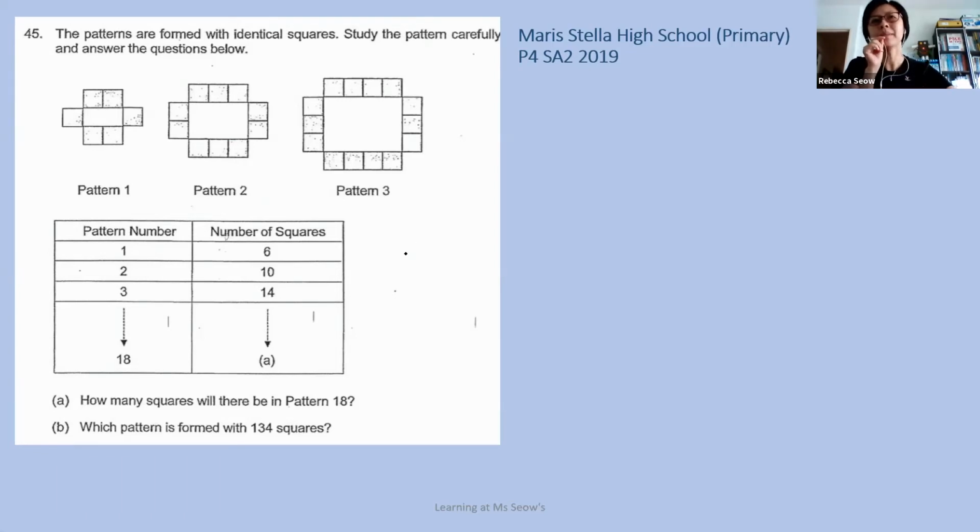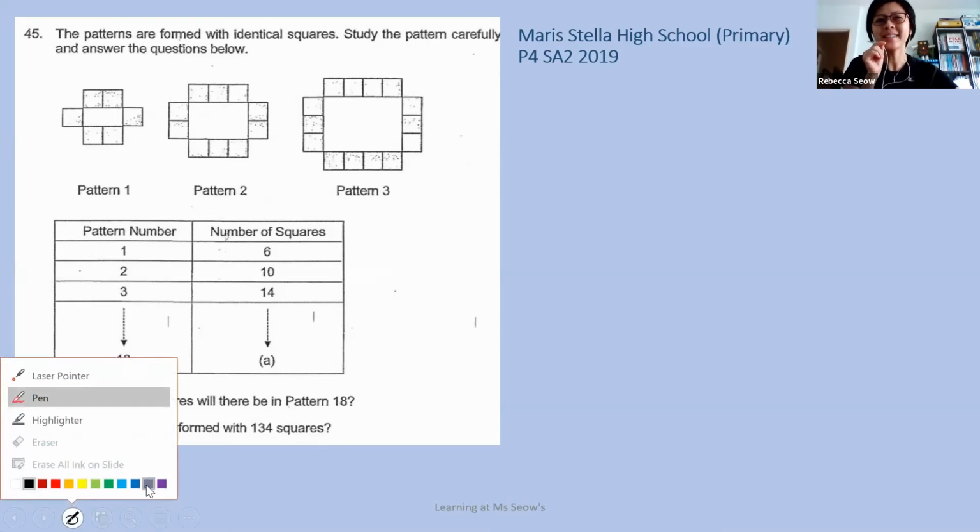So pattern number 1 has got 6 squares, 2 has got 10 squares, 3 has got 14 squares, and so forth. We need to derive a general pattern from whatever we are given over here, so that we can solve for the number of squares in pattern 18. Wow, okay, let's get to work.